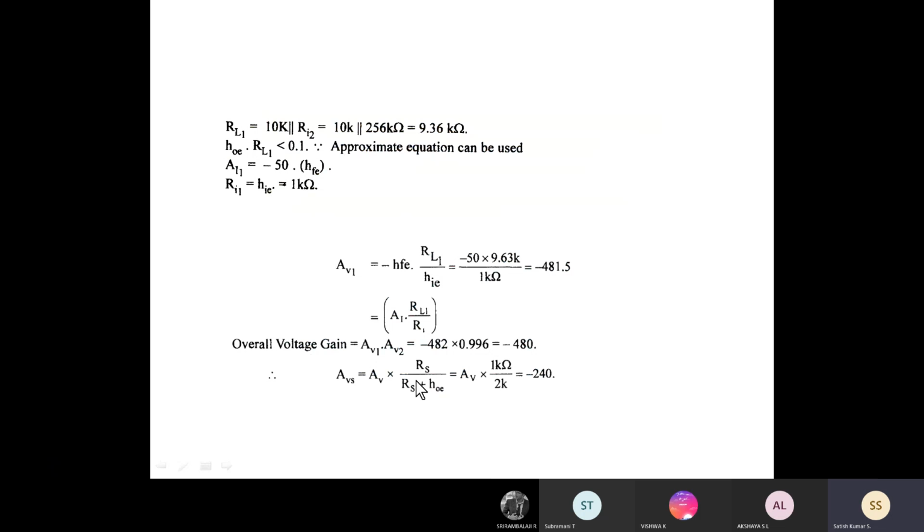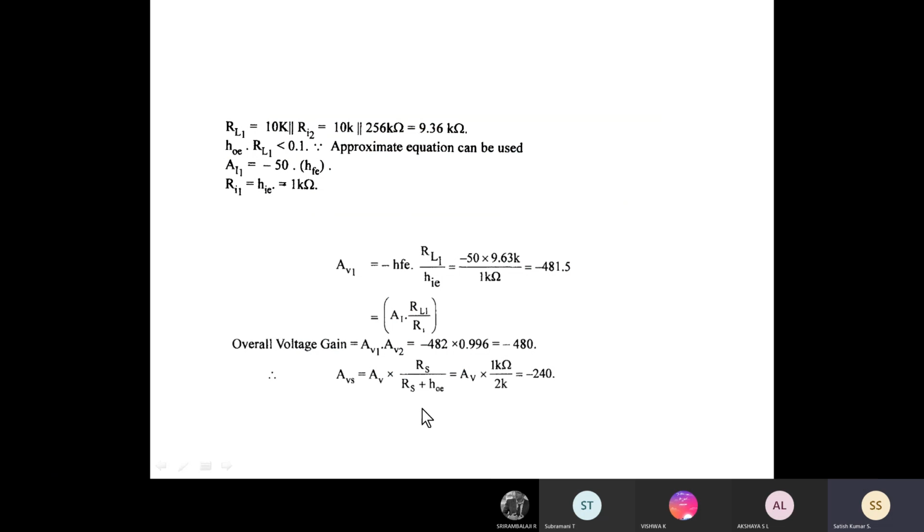So based on your source resistance, we are going to calculate your voltage gain at your source terminal, that is nearly minus 240. So will you please note that overall gain is minus 280? That is a wrong answer because they are asking to calculate voltage gain at the source terminal. You have to do it using this formula.